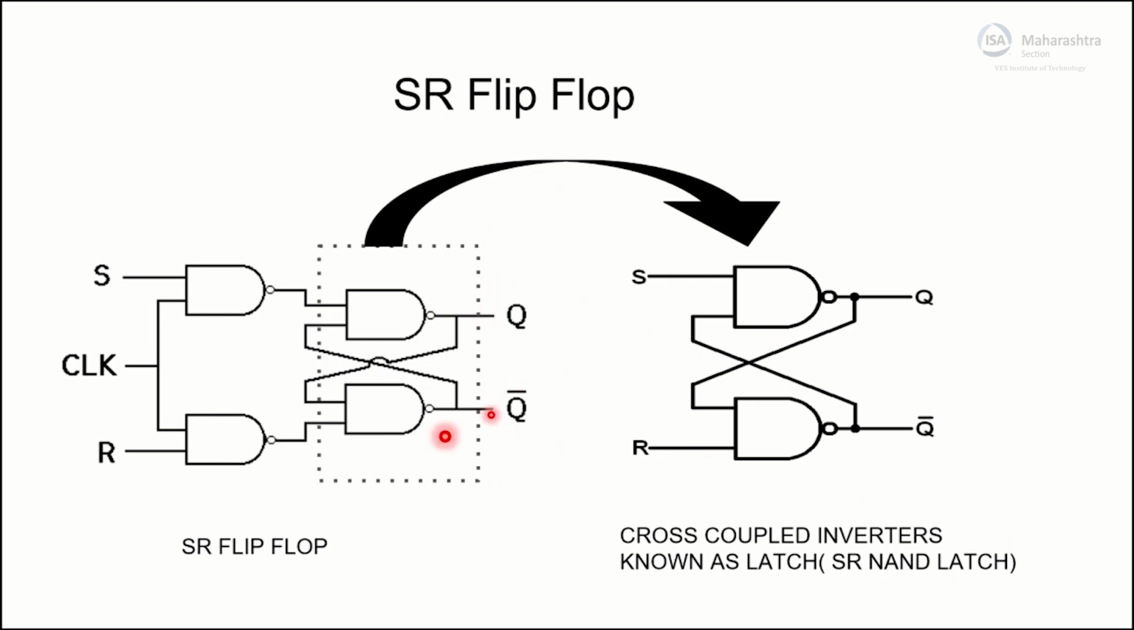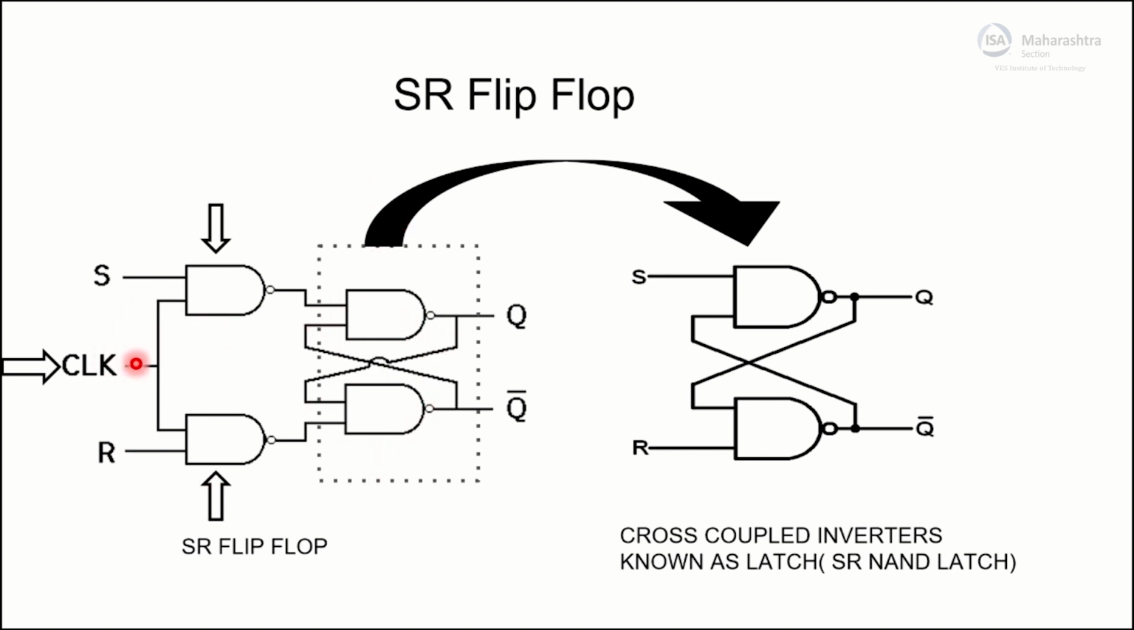We are using a NAND SR latch. In NAND gates, when any of its inputs is low, the output becomes high. Remember that. We use a clocking and gating mechanism in the latch to convert it into a flip-flop. So an SR flip-flop is basically a clocked SR latch.